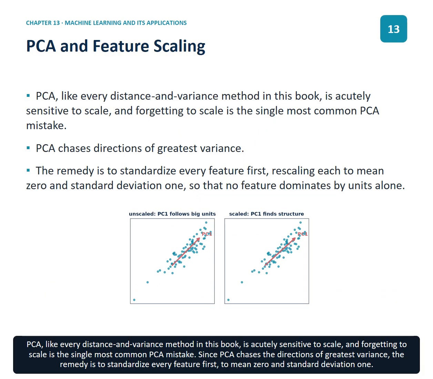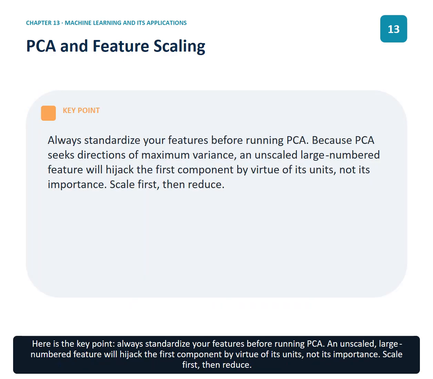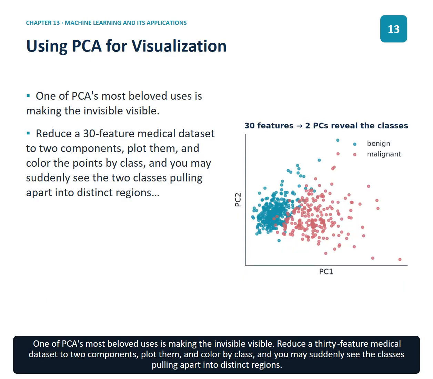PCA, like every distance and variance method in this book, is acutely sensitive to scale, and forgetting to scale is the single most common PCA mistake. Since PCA chases the directions of greatest variance, the remedy is to standardize every feature first to mean 0 and standard deviation 1. Here is the key point. Always standardize your features before running PCA. An unscaled, large-numbered feature will hijack the first component by virtue of its units, not its importance. Scale first, then reduce.